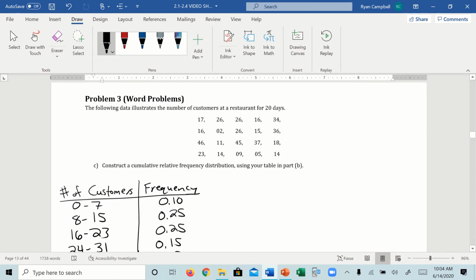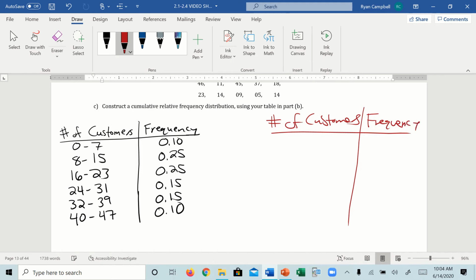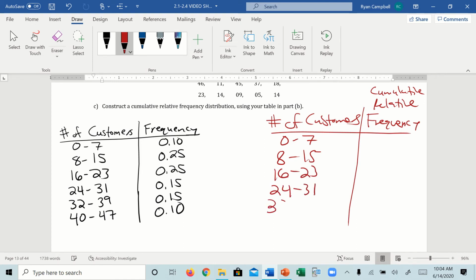So problem 3, part C. Let's use our relative frequency from part B and make a cumulative frequency distribution. So again, we've got number of customers, and we've got frequency, and by that I mean cumulative relative frequency. So you've got 0 to 7, 8 to 15, 16 to 23, 24 to 31, 32 to 39, 40 to 47.